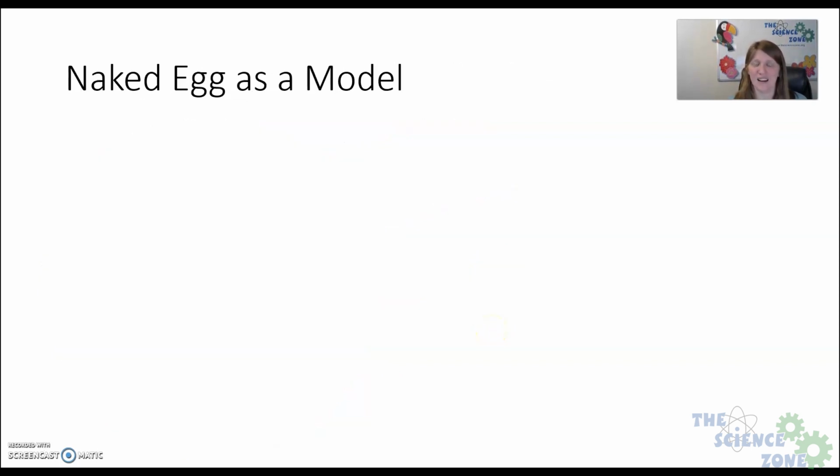Oh, we're going to look at the naked egg as a model. In science, a model is something that we use to study a concept that is abstract and difficult to understand. When we look at something like molecules, a single molecule of water moving into and out of a cell that we can't even see, it's kind of hard to conceptualize. So that's why we're going to use a naked egg to help us understand how water moves into and out of cells.